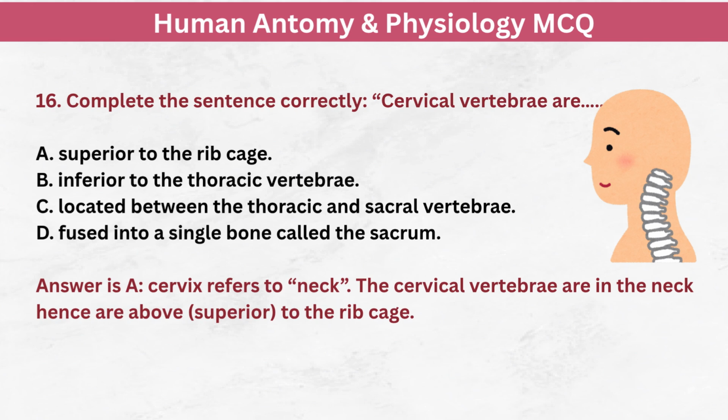Complete the sentence correctly. Cervical vertebrae are A. Superior to the rib cage, B. Inferior to the thoracic vertebrae, C. Located between the thoracic and sacral vertebrae, D. Fused into a single bone called the sacrum. Answer is A. Cervix refers to neck. The cervical vertebrae are in the neck, hence are above, superior, to the rib cage.